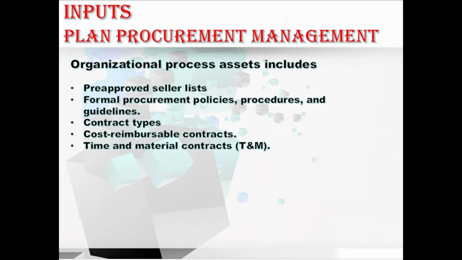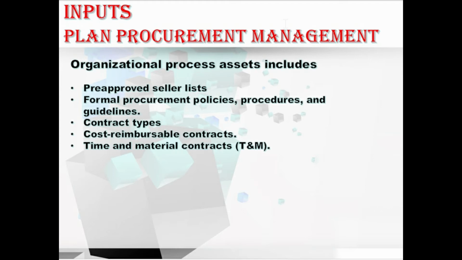First, the pre-approved seller list. In this, the list of sellers that have been properly vetted can streamline the steps needed to advertise the opportunity and shorten the timeline for the seller selection process. Hope you understood this. Moving to the formal procurement policies, procedures, and guidelines. In this, as we know, most organizations have formal procurement policies and buying organizations. When such procurement support is not available, the project team should supply both the resources and the expertise to perform such procurement activities.